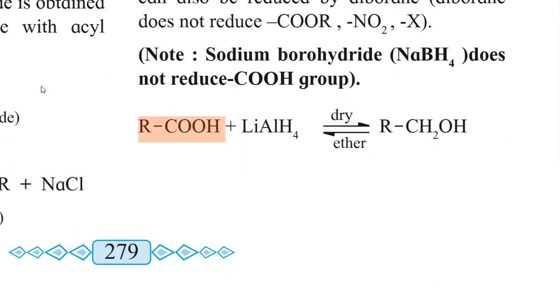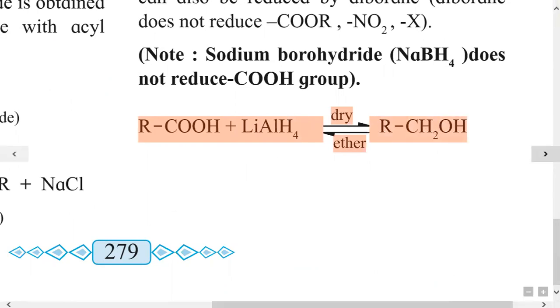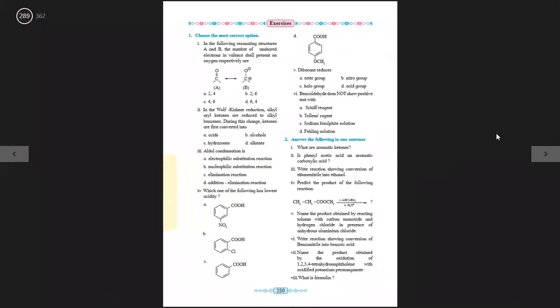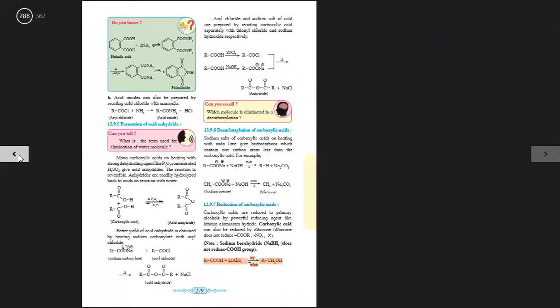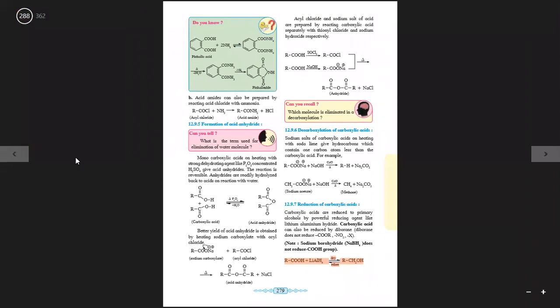So RCOOH is a carboxylic acid. When treated with lithium aluminum hydride in the presence of dry ether, we get RCH2OH, a primary alcohol. Only the general equation is given, but we can write a particular example. If we take the R group as hydrogen, then the acid is formic acid. When treated with lithium aluminum hydride in the presence of dry ether, it gives HCH2OH, that is CH3OH, methyl alcohol, which is a primary alcohol.